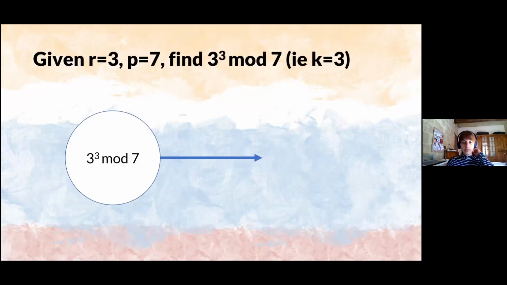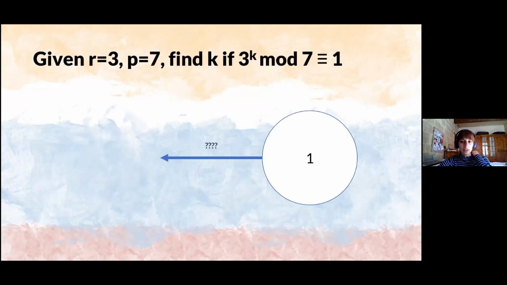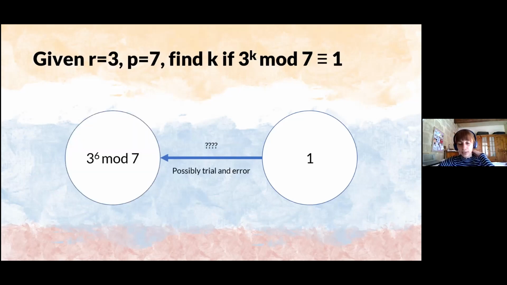So you have 3 to the 3 mod 7. What is the answer? How do you find it? You calculate 3 to the 3, reduce it mod 7, easy. And you have 6. But the other way around is a bit more difficult. You have 1. How do you know what power of 3 mod 7 is 1? There are methods to do this, but it basically results to trial and error. And you get that 3 to the 6 is 1 mod 7.